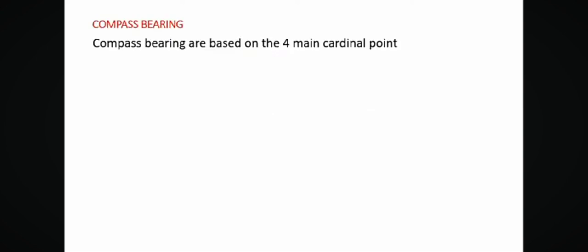Compass bearings are based on the four main cardinal points. The four main cardinal points are north, south, east, and west. So in writing compass bearings, we use these four main cardinal points. We use the letter N to represent north, the letter S to represent south, the letter E to represent east, the letter W to represent west. These are the points used in compass bearings.